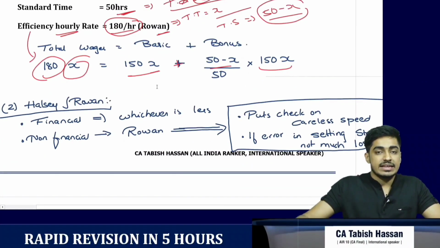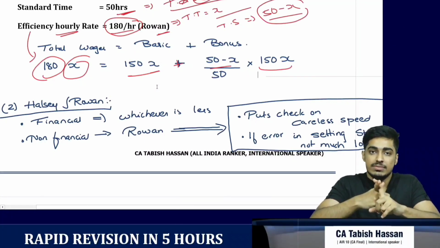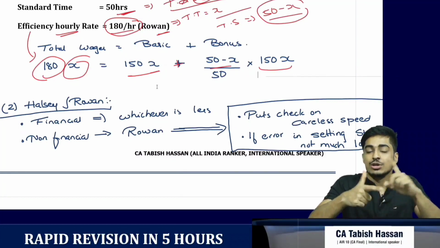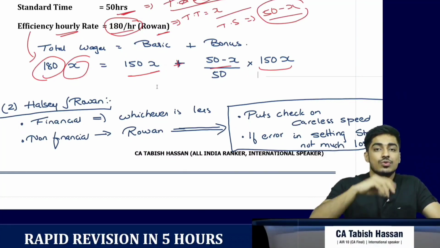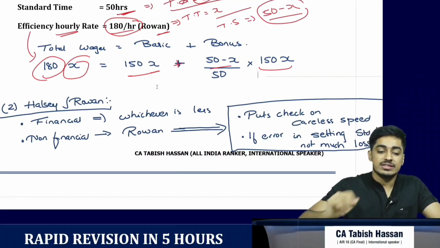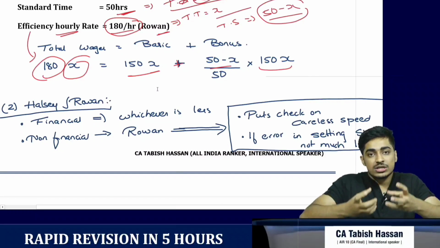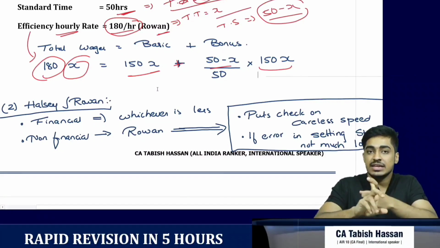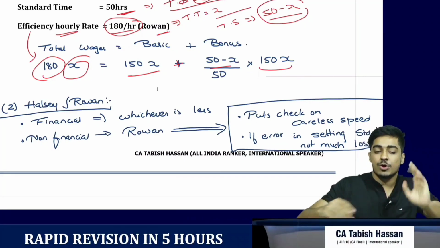Clear? Then especially whenever a question asks on Halsey or Rowan, it asks us to take a decision at the end. Which is better? Which plan should the organization opt for? Our conclusion would be based on two factors. First is financial. In financial, wherever the cost is less to the company, we will opt for that. Say for example, as per Halsey, it is 900 rupees, as per Rowan, it is 960 rupees. Whichever is less, Halsey is less, we will opt for that.